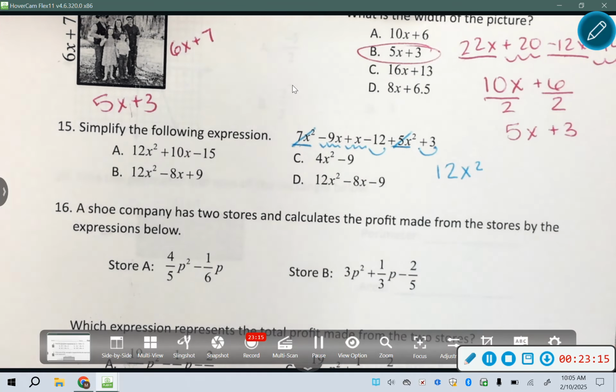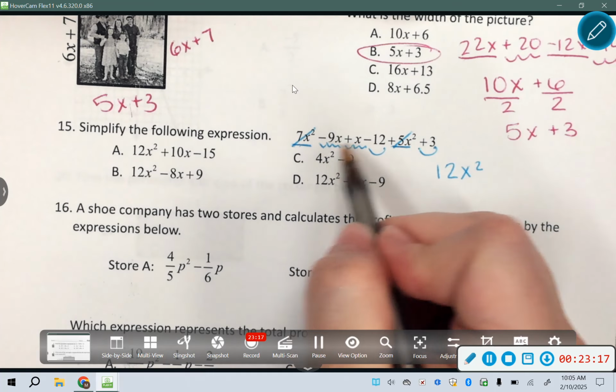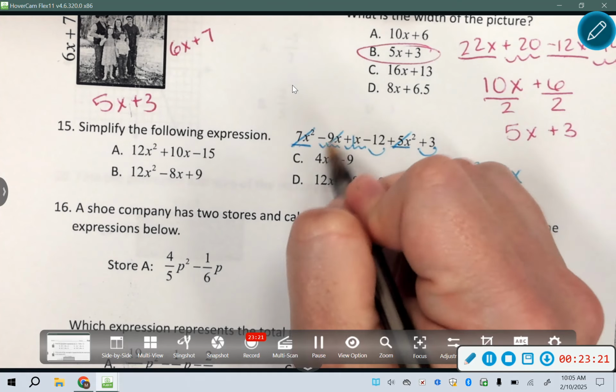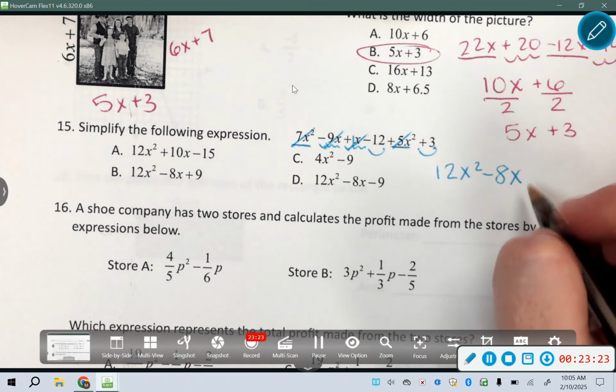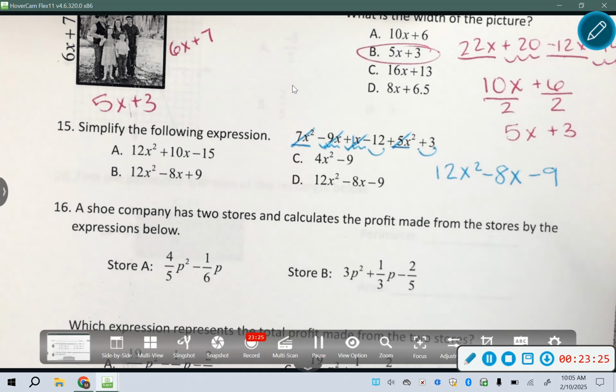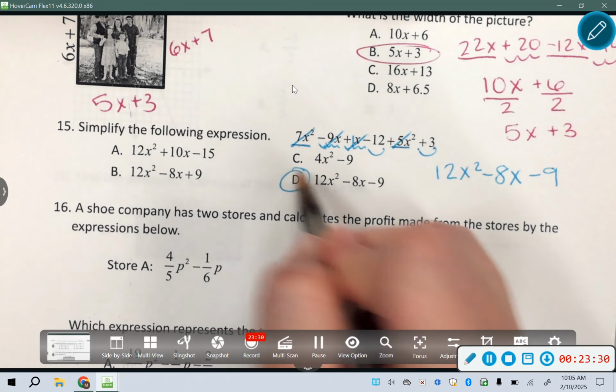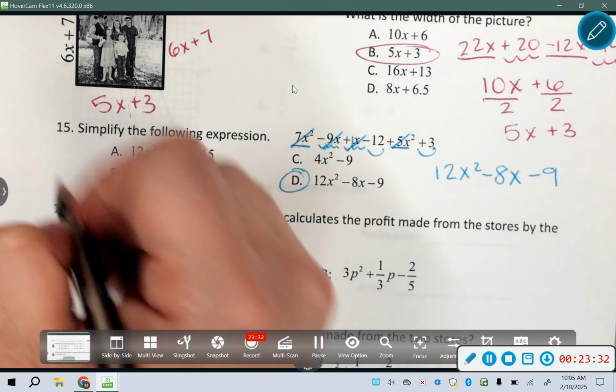I like to cross them off as I go. Negative 9 plus 1x is negative 8x. And then negative 12 plus 3 is going to be negative 9. So I have 12x squared minus 8x minus 9, which is D.